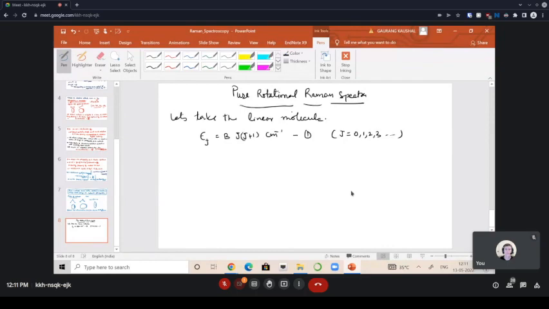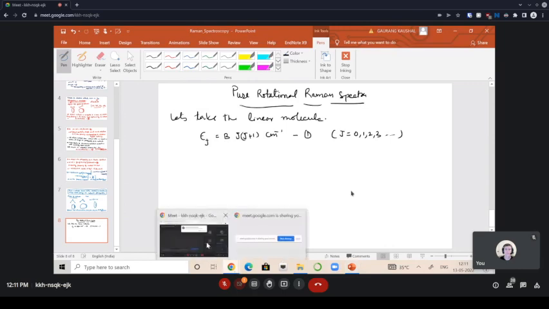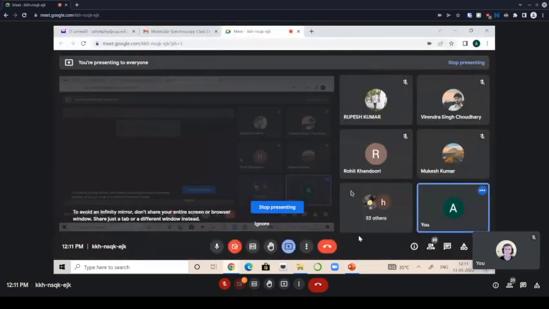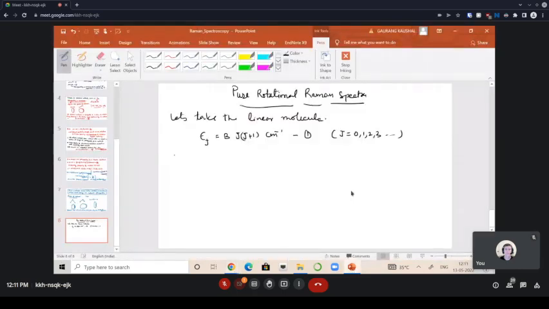Okay, what about the selection rules? Transition between these levels is governed by the selection rules. So in this case, the selection rules are delta J equal to either 0 or plus minus 2.